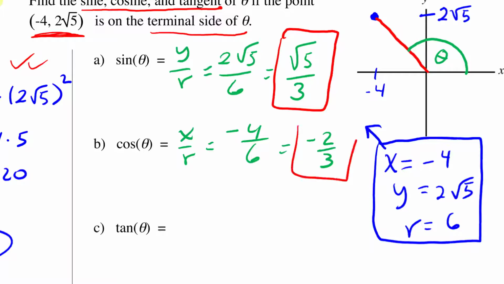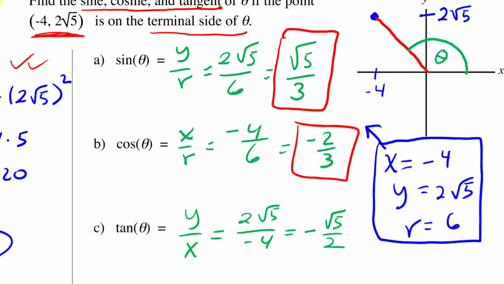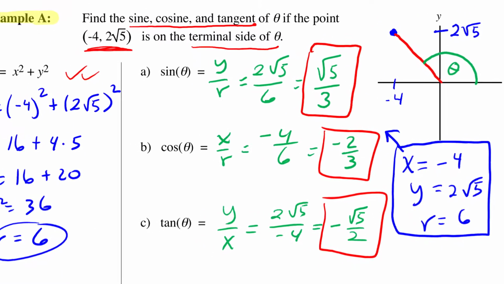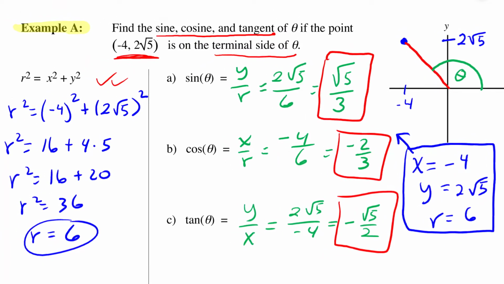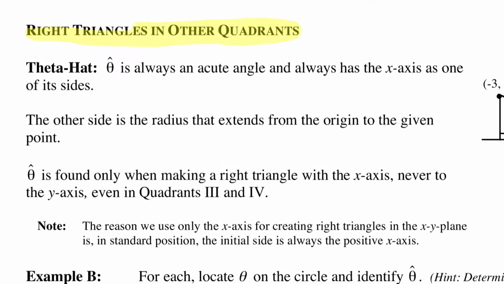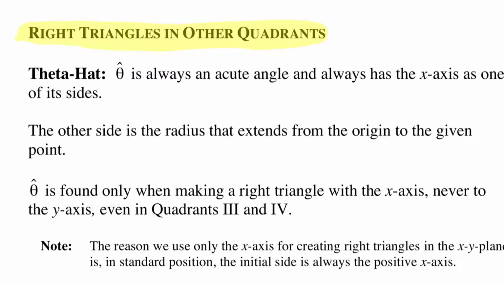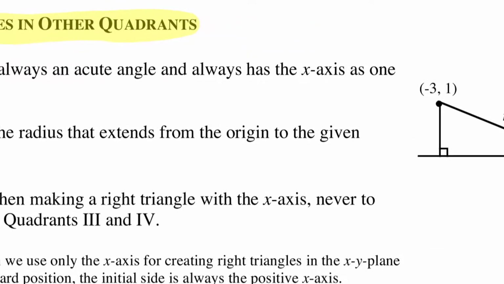And the tangent of theta. We've seen very recently that that is y over x. The y value is 2√5 and the x value is -4. So when this simplifies, we get a negative fraction, -√5 over 2. You must memorize these relationships: sine is y over r, cosine is x over r, and tangent is y over x.